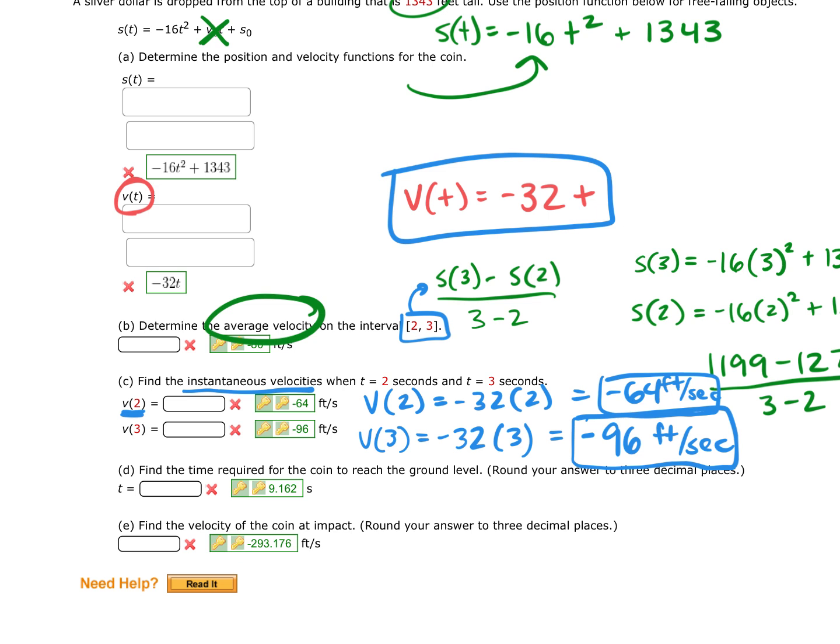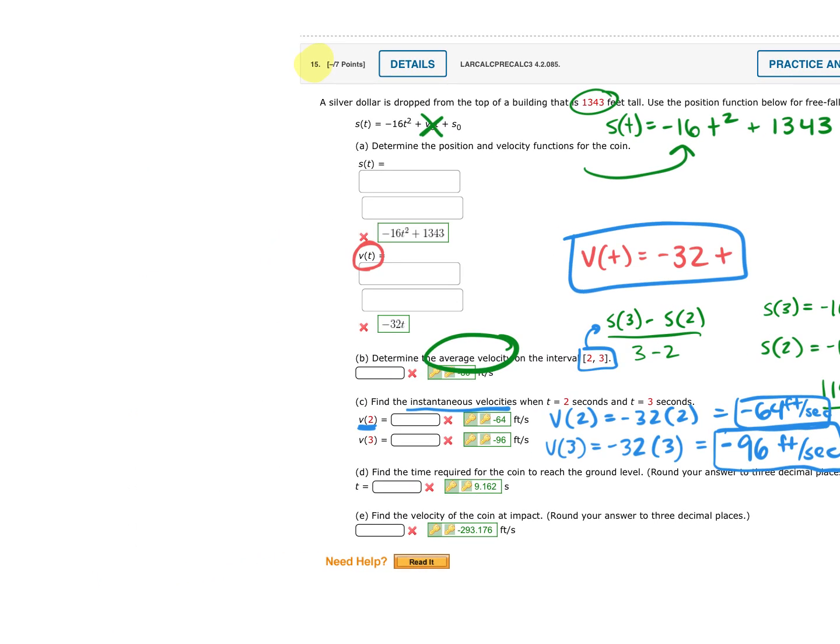All right, for D, it says find the time required for the coin to reach ground level. So we want to find when our position is 0. So I'm going to set my position function, s of t, which is negative 16t squared plus 1343. We want to find when this equals 0.